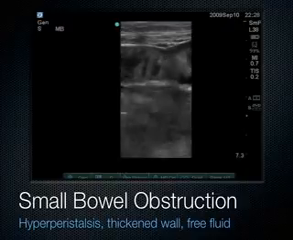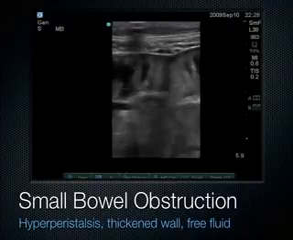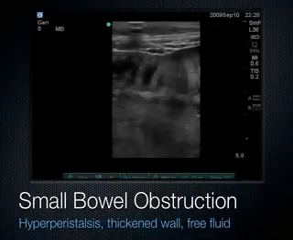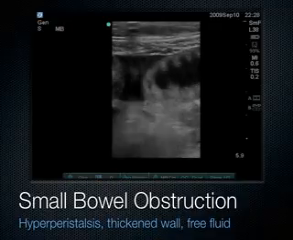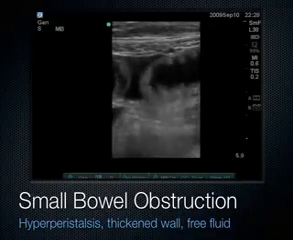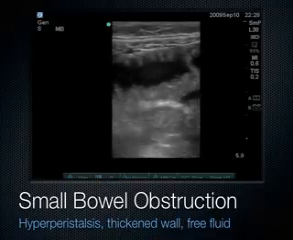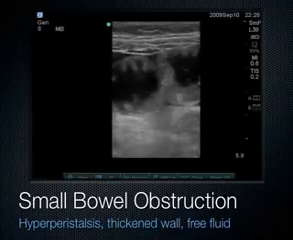Because you can have an early small bowel obstruction, or maybe a narcotic ileus, where the bowel is just kind of slowing down, starting to get a little bit dilated. But when there's actually free fluid, that suggests microperforation and that this patient needs to go to the operating room.